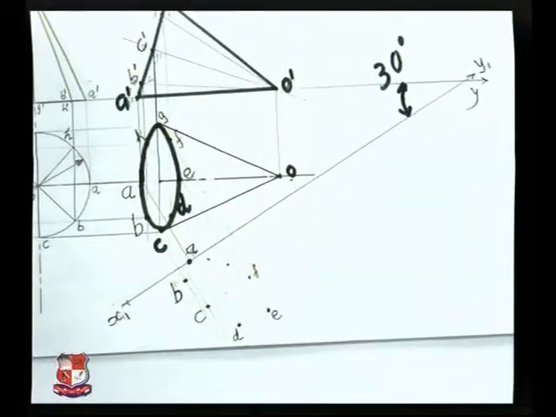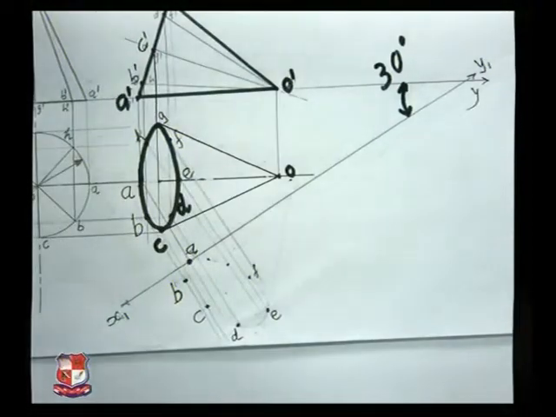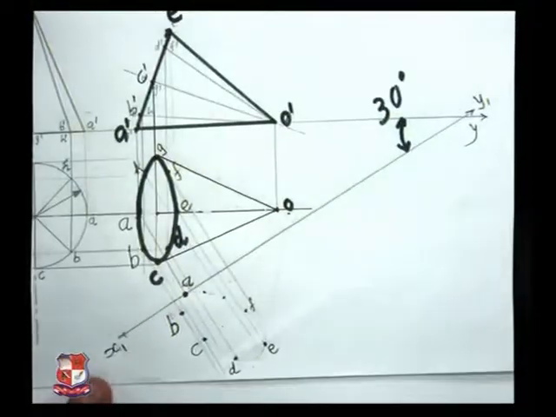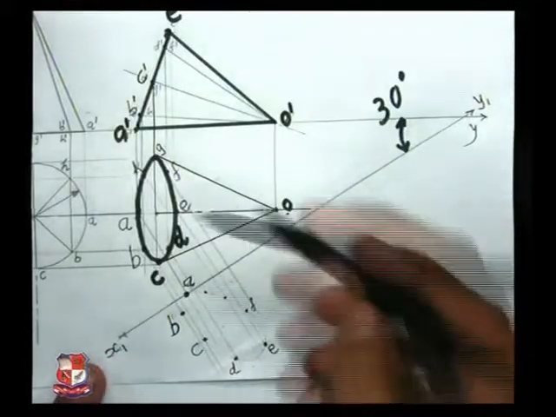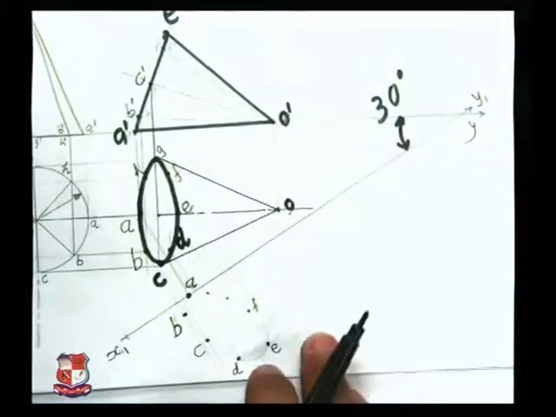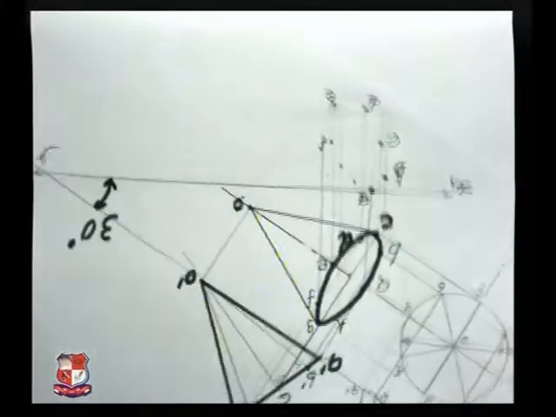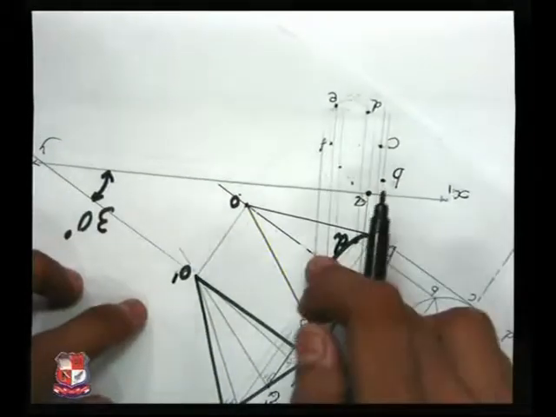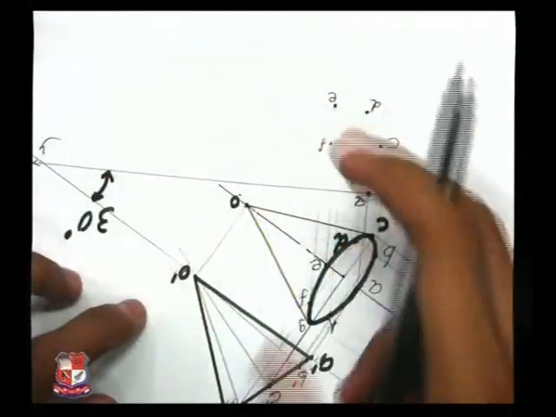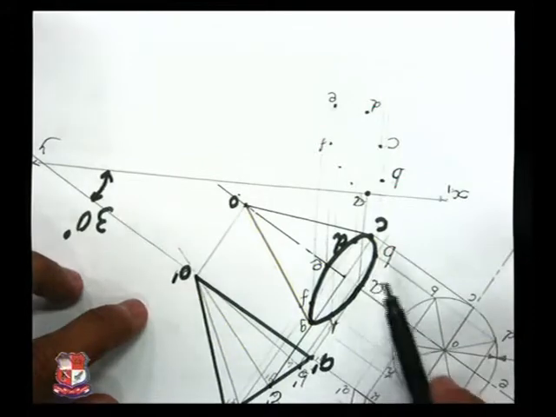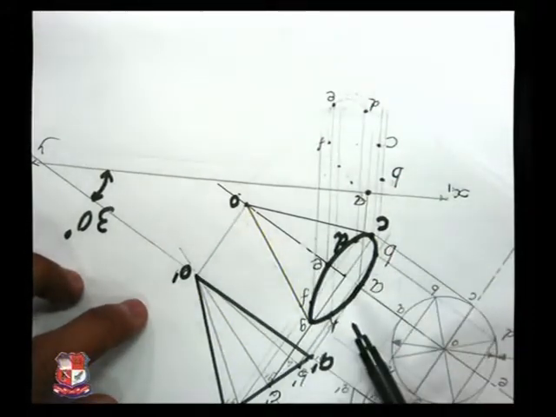Locate all these points. Now join all these points with a smooth curve, and as we are looking from this direction, from here, now forget about XY line, think about this. Suppose this is our top view, and here is the front view to be drawn. If you look from this direction, whether this bottom face would be visible or not.